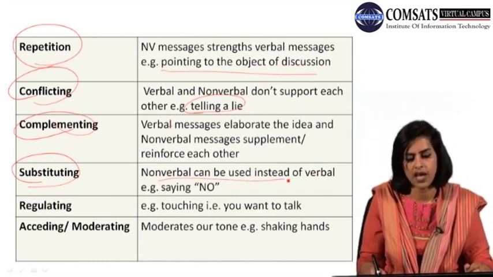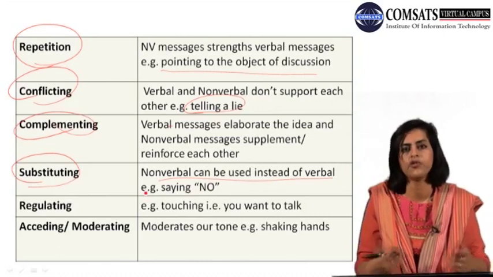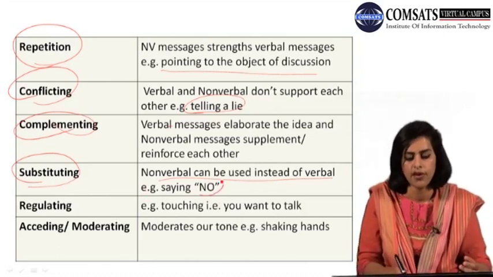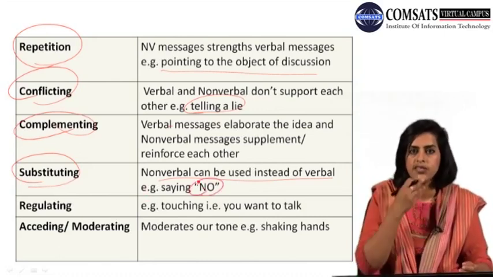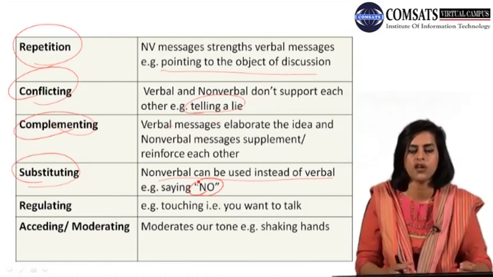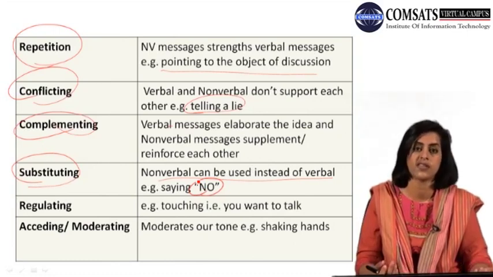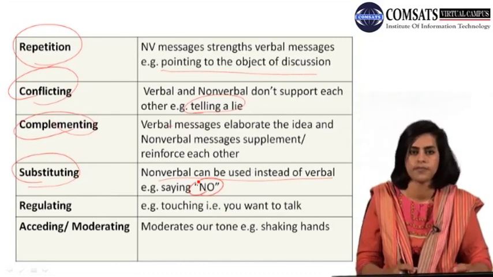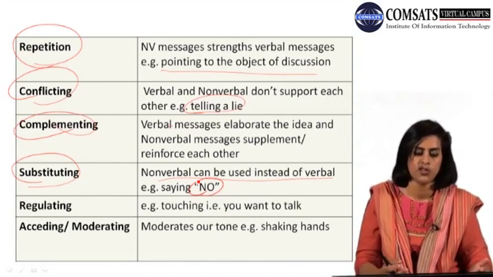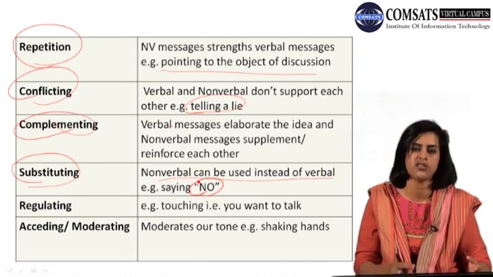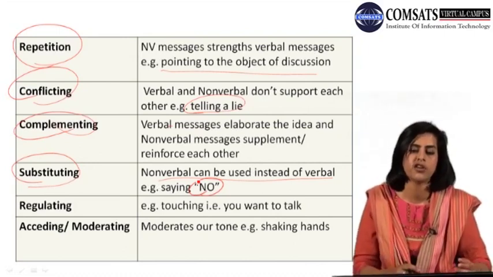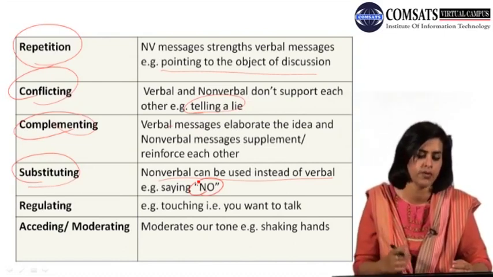Like non-verbal communication can be used instead of verbal. For example, if you want to say no, instead of saying it from your mouth, you don't want to say, and you just simply shake your head, it means that you are saying no. Your friend asks you if you want to go outside, and the head shake means no. So this is what you call substituting. So instead of using verbal communication, you have made use of non-verbal communication.